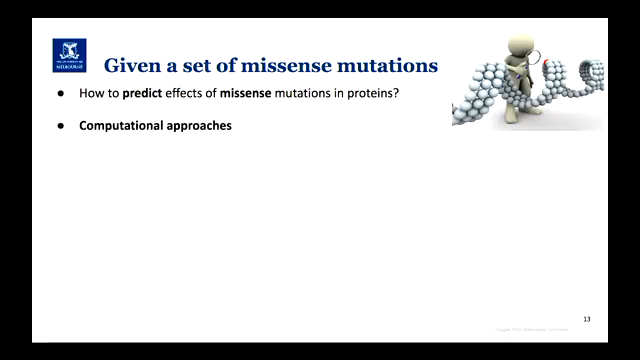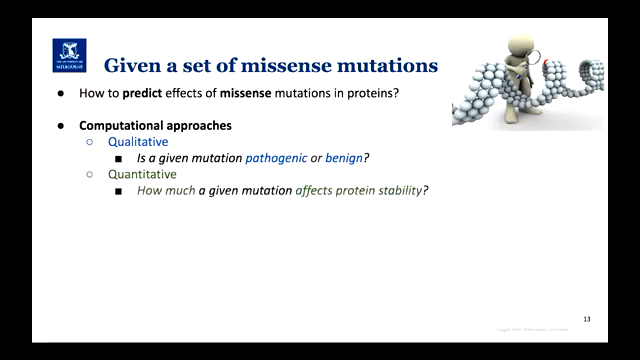The computational approaches can then be divided into two groups: the qualitative ones, which are basically those that answer the question, is this mutation pathogenic or not? And the quantitative ones, which ask the question, how much is this mutation affecting, for instance, protein stability or protein affinity? Okay, so more than saying this is pathogenic, so this is going to increase the risk of developing cancer, how is it acting at a molecular level?